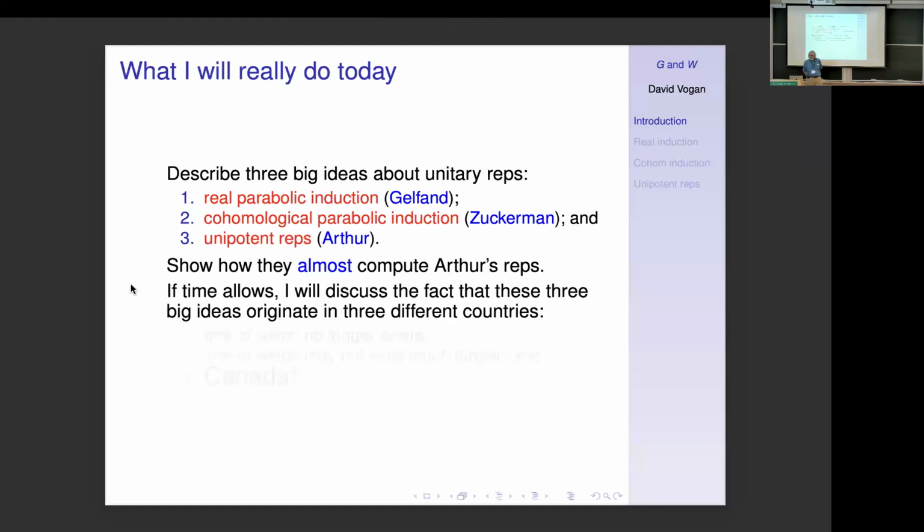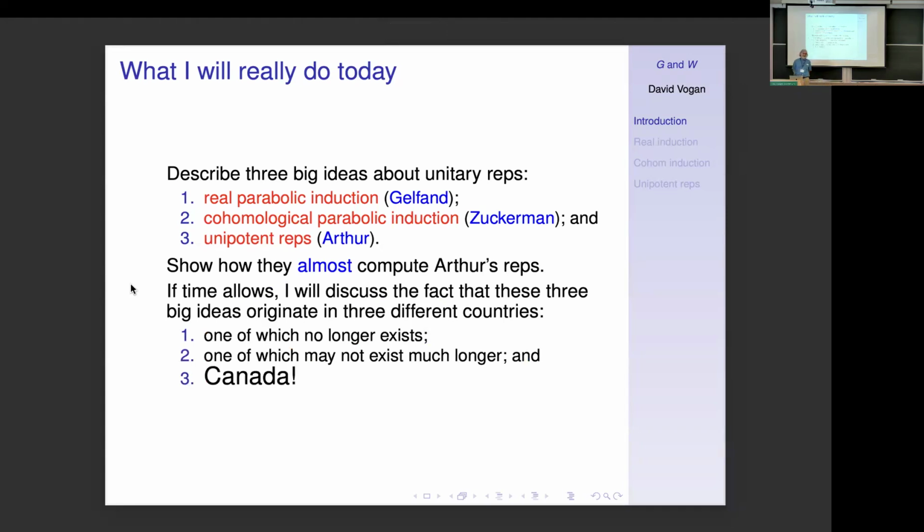But I also want to mention that these three big ideas come from three different countries, one of which no longer exists, one of which may not exist much longer, and Canada.